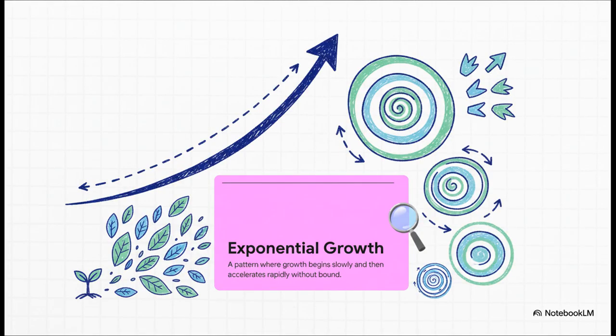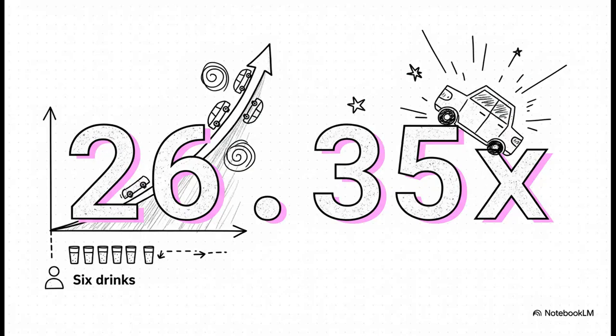This kind of runaway acceleration has a name. It's called exponential growth. The defining feature is that ever-increasing speed. It starts slow, then gets faster, and faster, and faster, and it feels like there's no ceiling in sight. So what's the bottom line here? It's pretty terrifying. Using the model from this data, a person with a BAC of 0.16, which is roughly 6 drinks for a 160-pound person, is more than 26 times more likely to crash than somebody who's sober. That is the incredible power of this rocket ship curve.